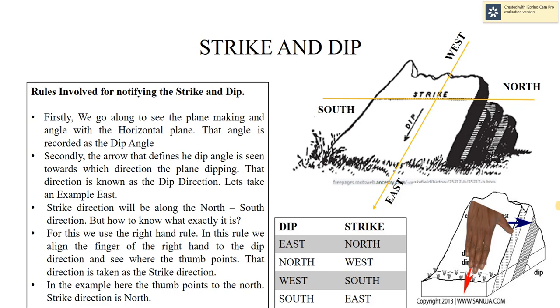So from this one example, we can go through all the examples. If it's east, it will point towards north. If it's north and you put your right hand, it will point towards west. If it's west, it will point towards south, and if it's south, it will point towards the east. So it's actually interchanging. With this relation, you can go to any point. Like if it's northeast, where will it point towards? That's one of the tasks you would do. But this right hand relation is always used for the strike and dip.